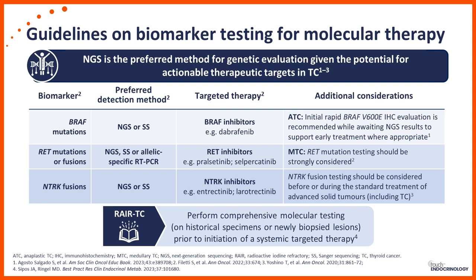But for the most part, NGS all the way. It will give you all of the answers in one test. And as I pointed out, for RET, the additional consideration is you can get away sometimes with just DNA testing as opposed to RNA testing. In medullary cancers, a little bit more, because these are more likely to be point mutations. And so those can be detected in DNA. They can also be detected in older specimens.